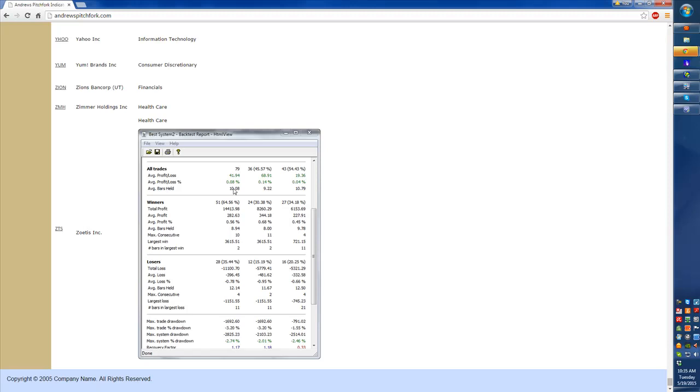However, it's not one that I would trade. And the reason is because even though the max trade drawdown is very, very low on this thing, even with high leverage, it doesn't make a ton of money. It just goes sideways, sideways, sideways. Look at this average profit, 0.5% in 10 days. Oh, how boring.